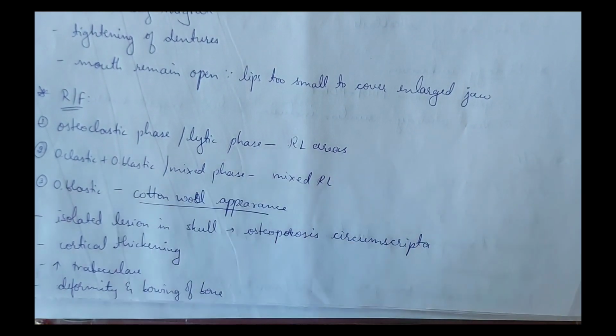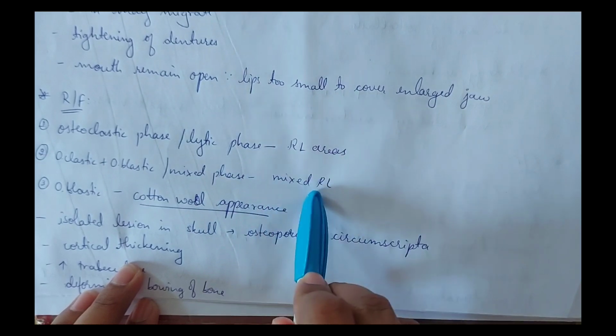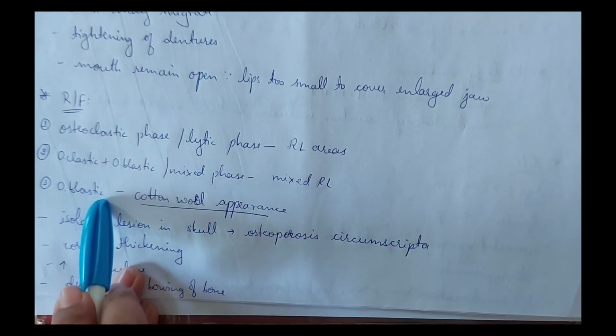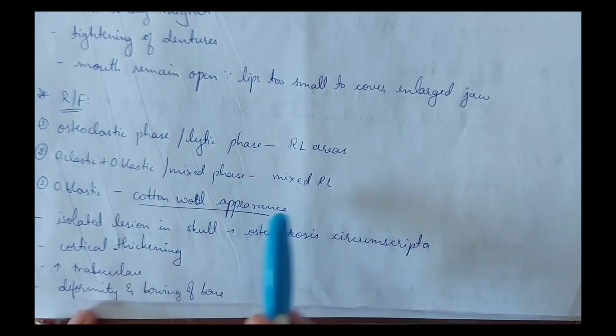Radiographic features, there are three phases. One is the osteolytic phase, also called the lytic phase. Another is the osteoblastic phase, and another one is the osteolytic and osteoblastic phase, also called the mixed phase. In the osteolytic phase, we can see radiolucent areas, since there is resorption of bone going on. In the mixed phase, we can see both radiolucency and radiopacity. The osteoblastic phase is more of bone formation, which gives a cotton wool appearance.